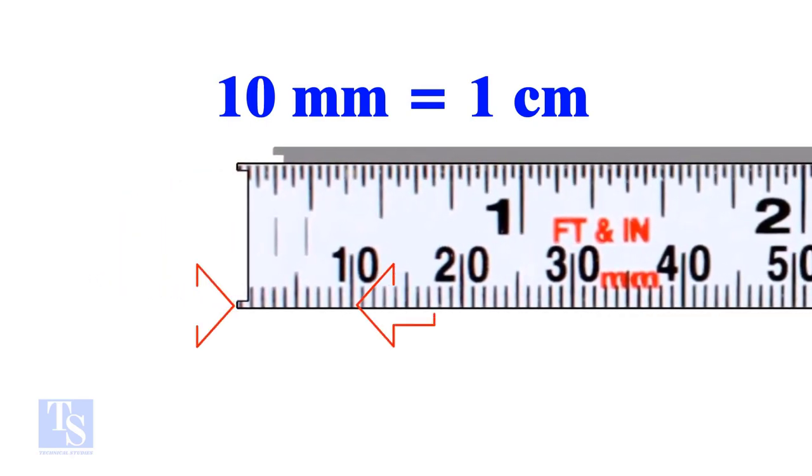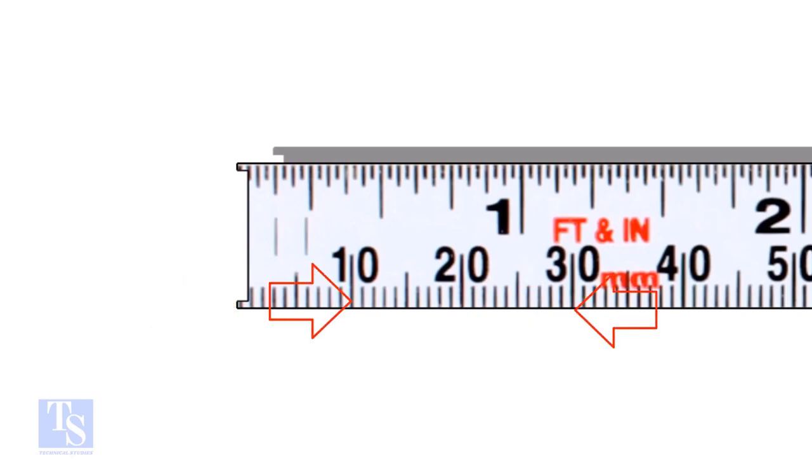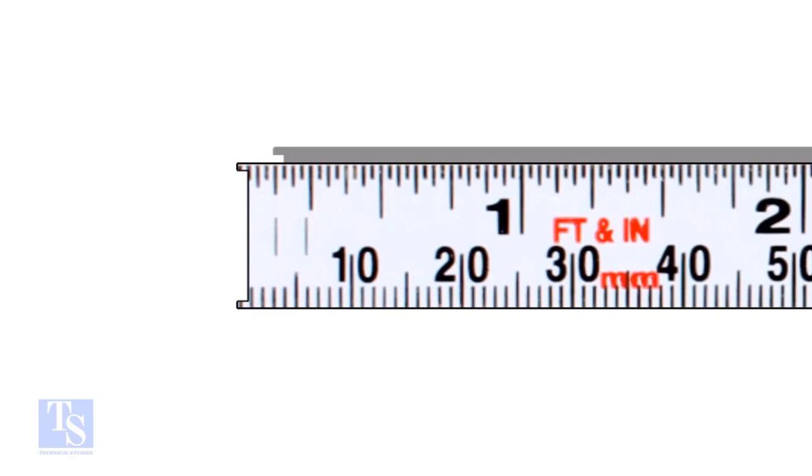From here to here, it is 10 millimeters or 1 centimeter. This is 20 millimeters or 2 centimeters. What is the distance from here to here? That is 30 minus 10 is equal to 20 millimeters. Where is 5 millimeters?